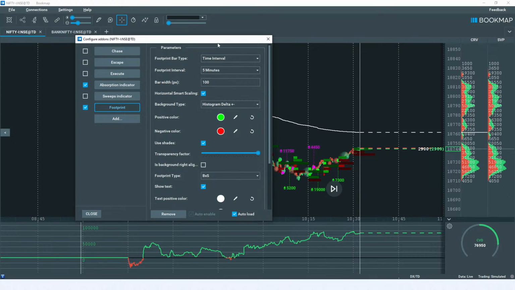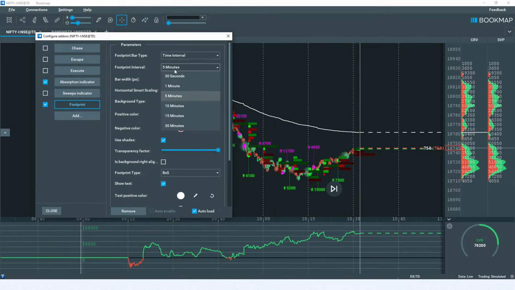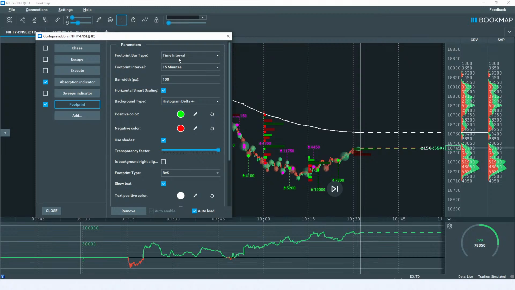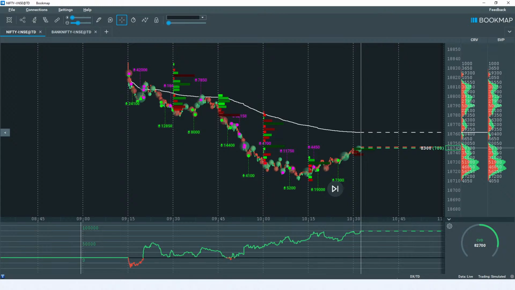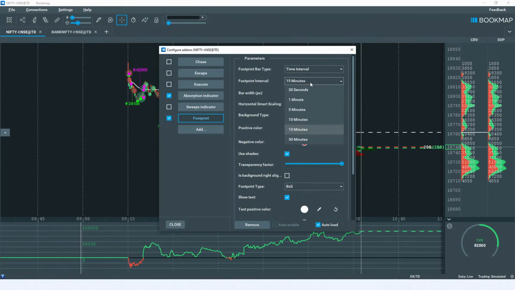So in terms of that, in a simple sense, let's say that was a 15-minute chart, footprint bar type, time interval. That means we're looking for a specific time interval, similar to a candlestick. But for the footprint interval, I'm going to keep it as 15-minute. Why? Because I'm monitoring the price action in the 15-minute. So this is an example. If you are monitoring the price in 5-minute, you can change this to 5-minute.